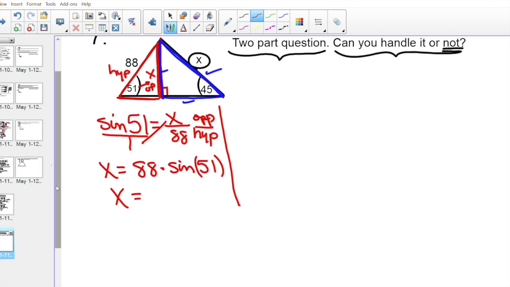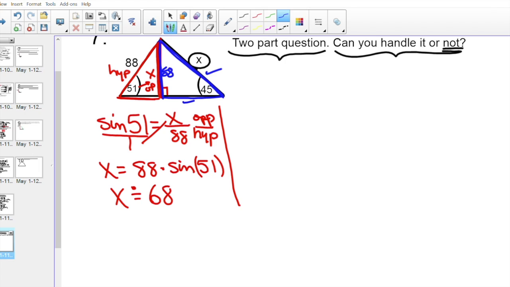to 68. Now why don't I have a decimal? Well, 88 doesn't have one, but that's approximate. So this side that's called the altitude will be 68. Now we've got to go and deal with the blue triangle.